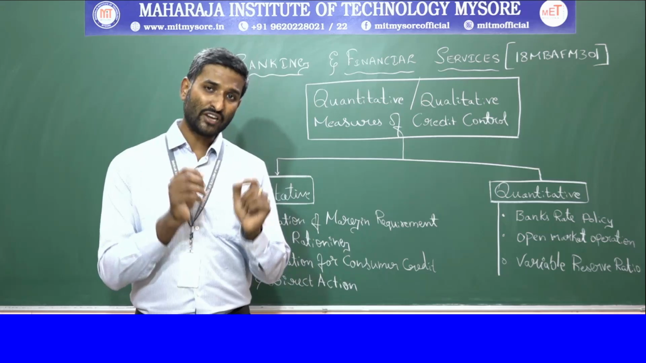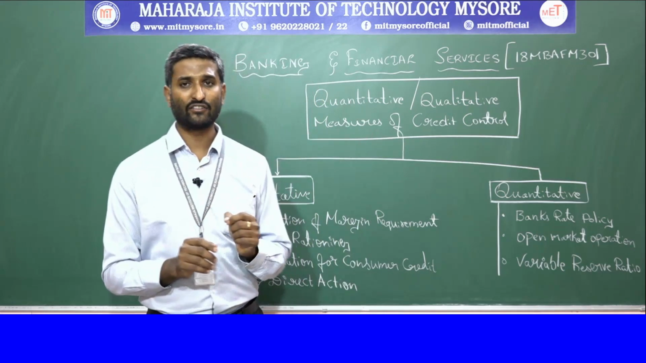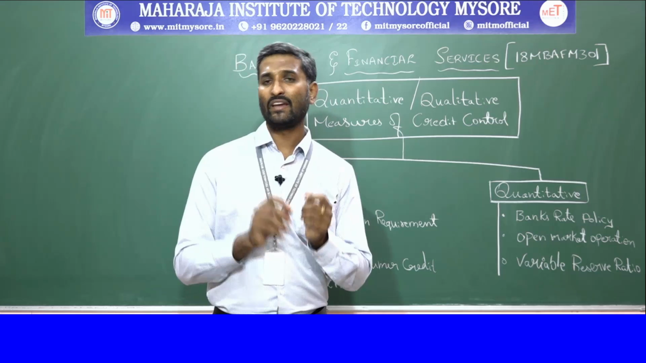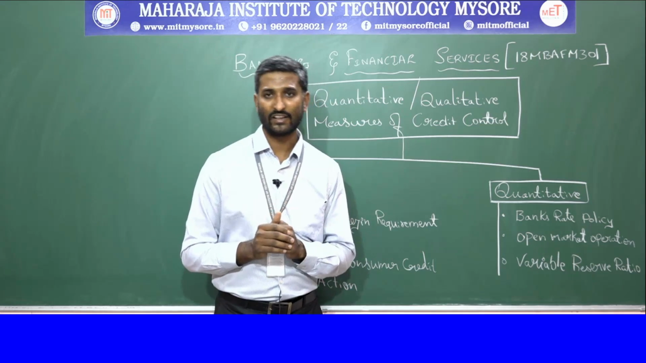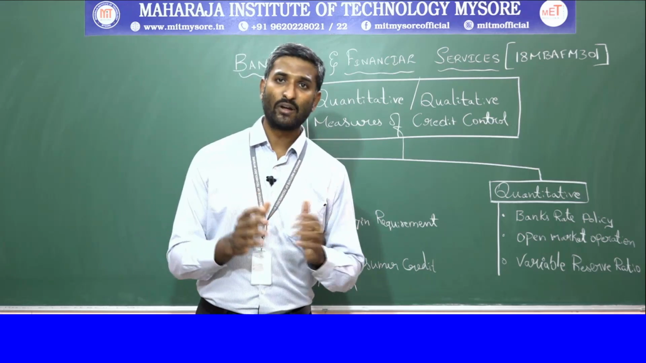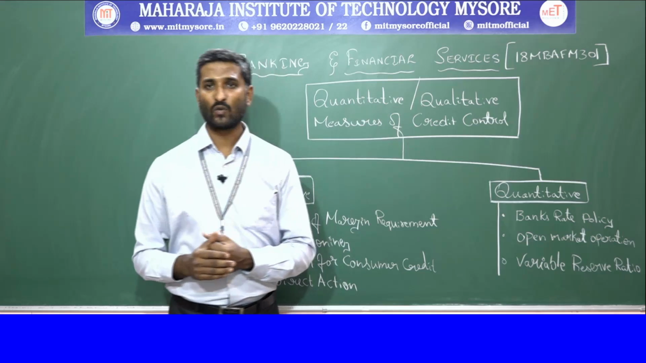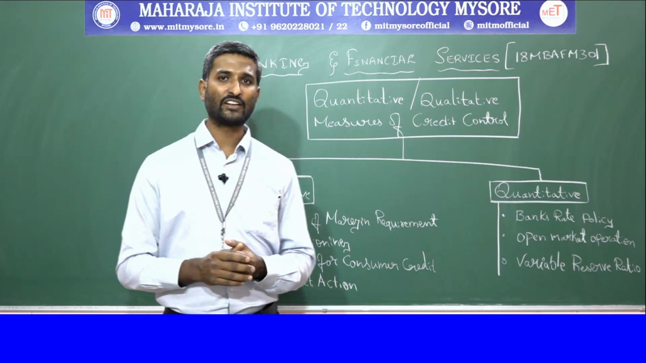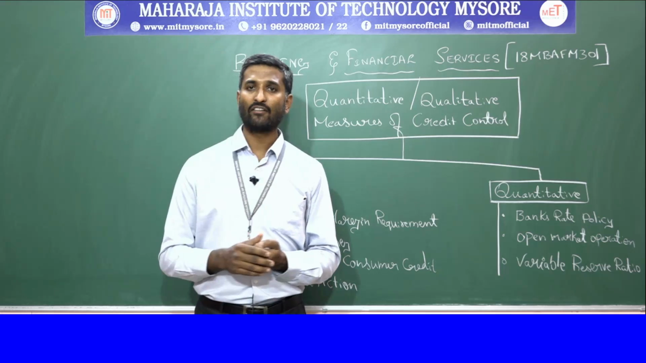CRR is also a proportion of aggregate deposit, but it is not in the hands of the banker; it is handed over to RBI. The present rate of CRR is 3.5%. I hope everyone understands today's quantitative measures of credit control in the banking system.